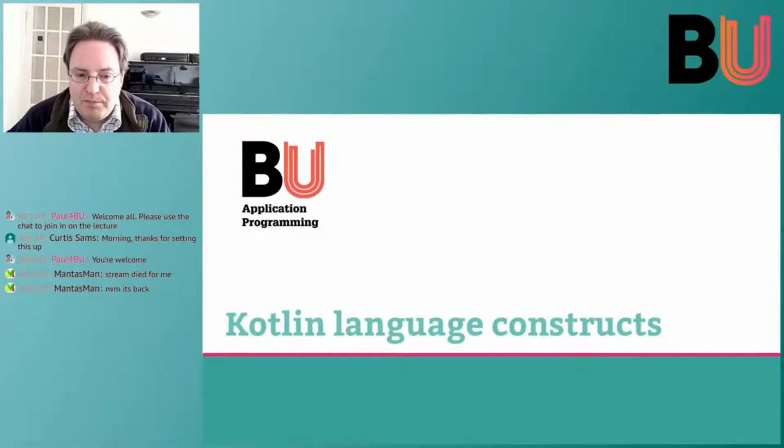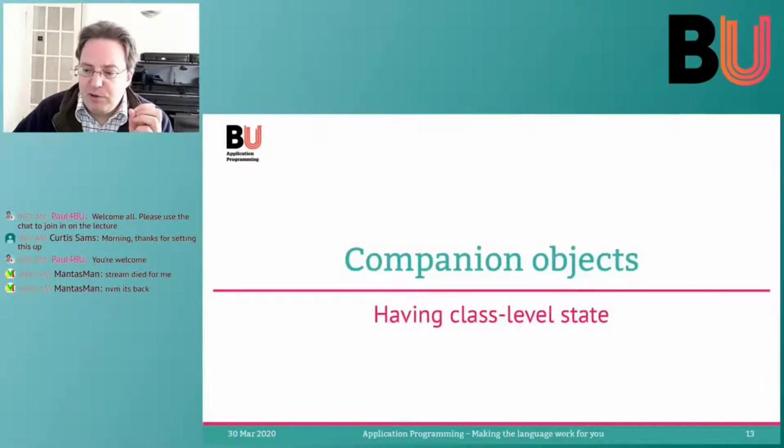So then, what kind of things do we have in Kotlin that are really different from Java? Some language constructs that can be quite interesting. The first one I'd like to talk about is these companion objects.